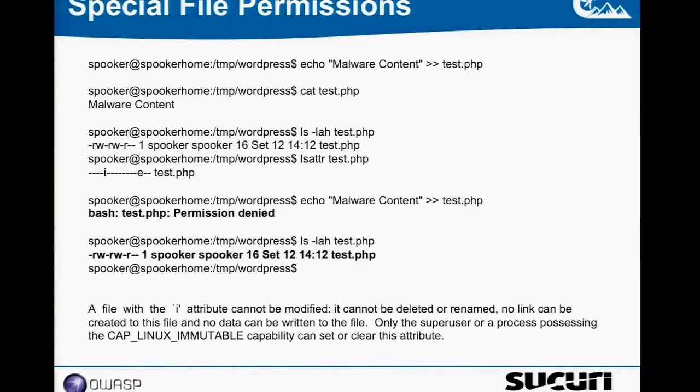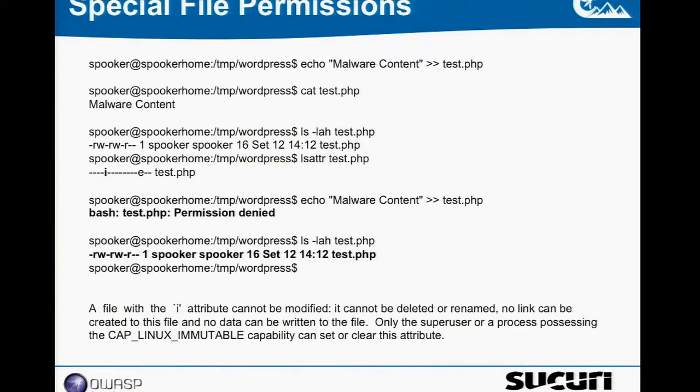I'm just simulating a quick infection. We echo malware content to test.php, so cat test.php shows the malware content. We list the permissions, and Spooker has permissions. That's okay. And I list the special attributes now.